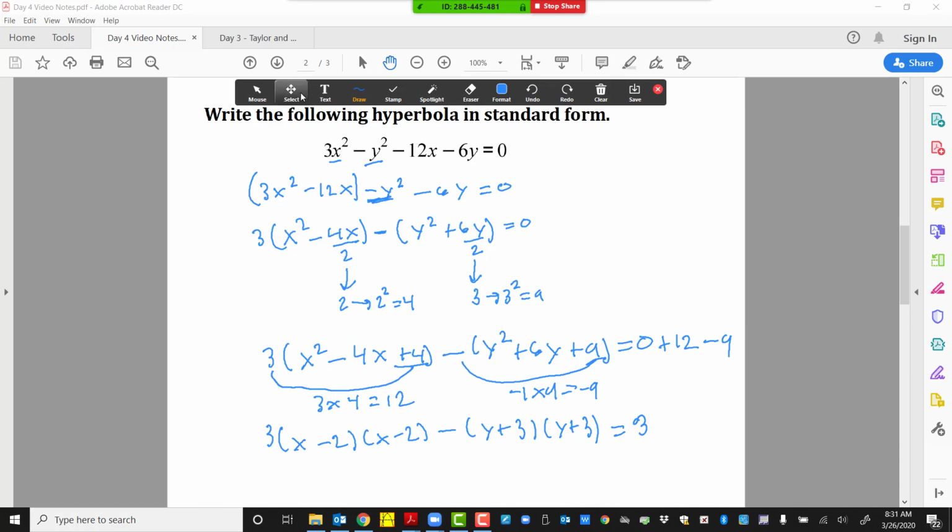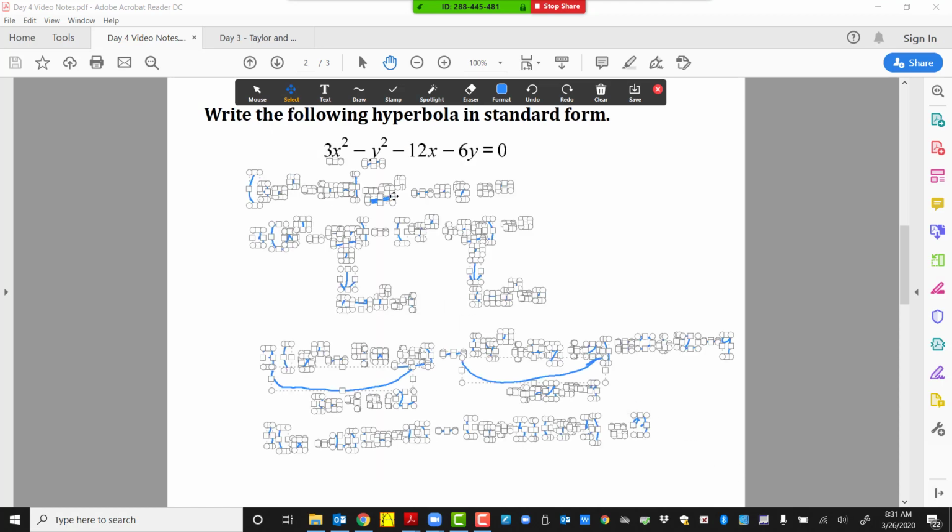Now we can simplify this a little bit. I'm going to need to move all this up so that we can do that.